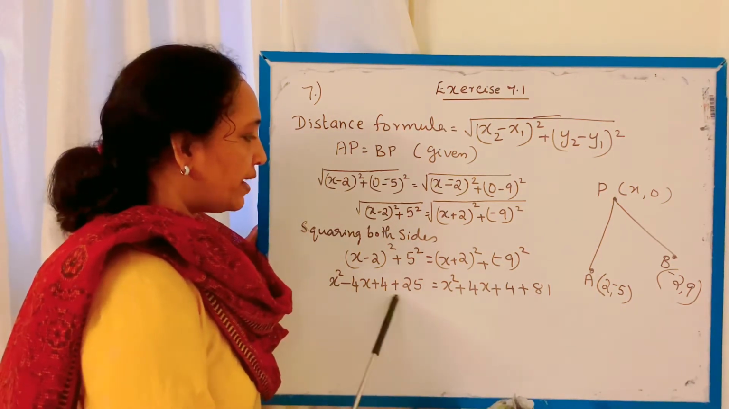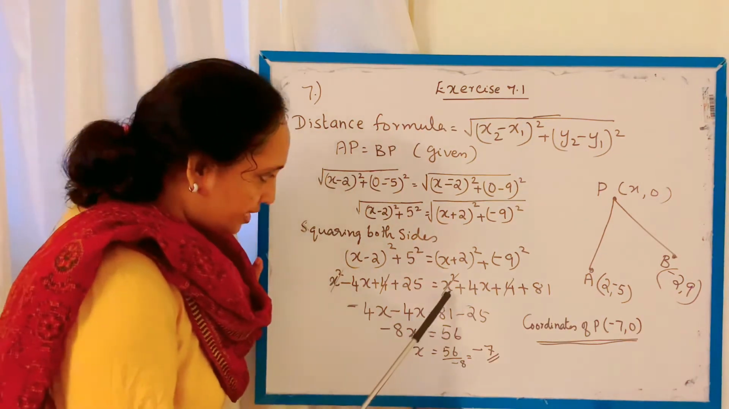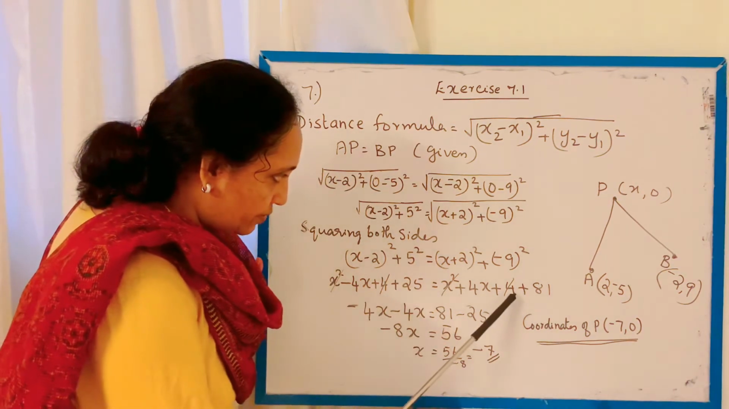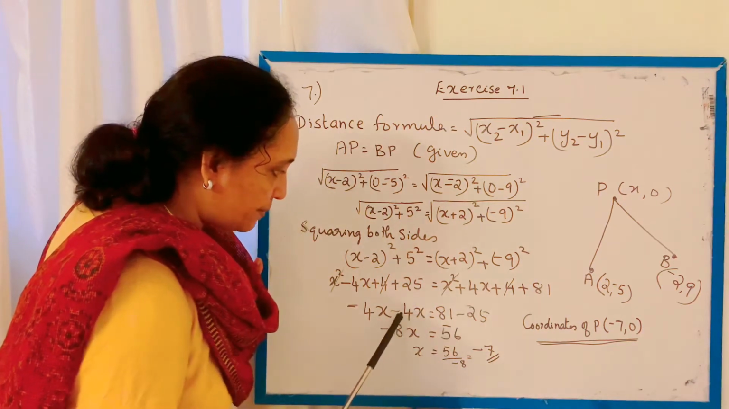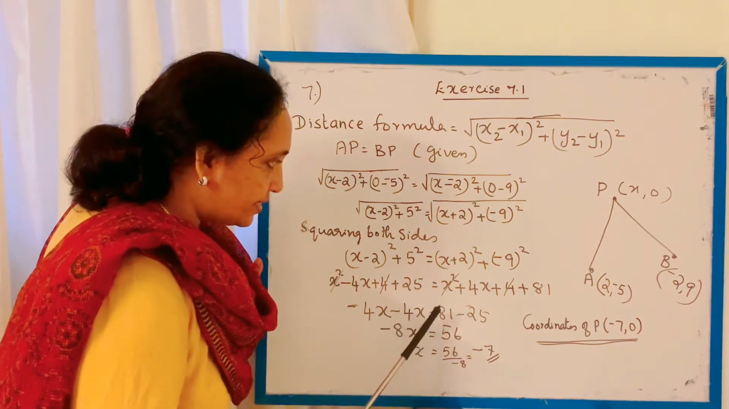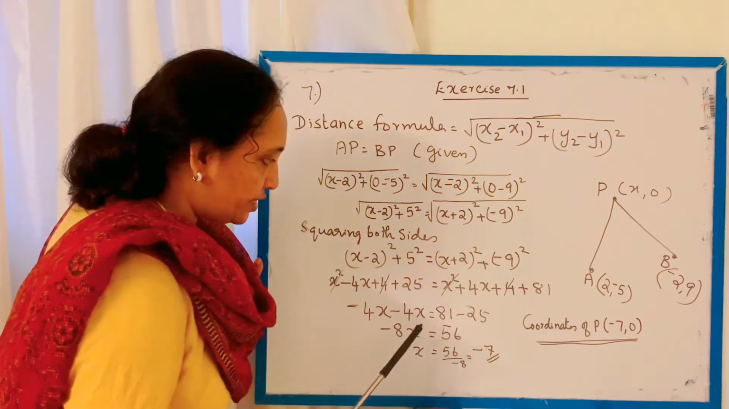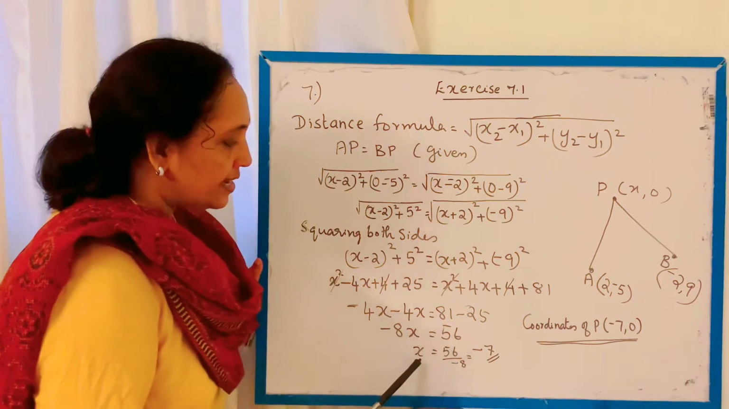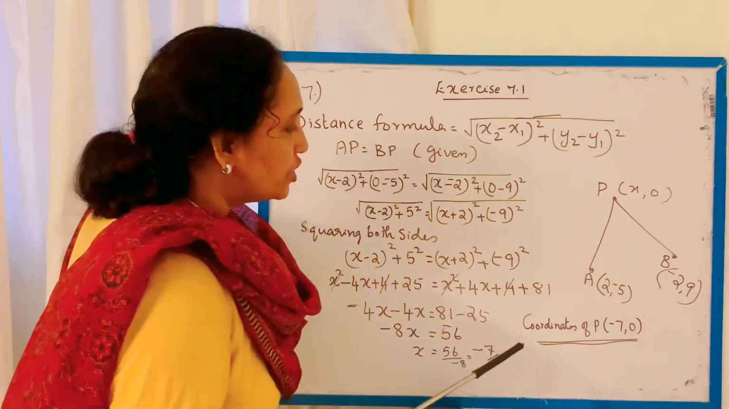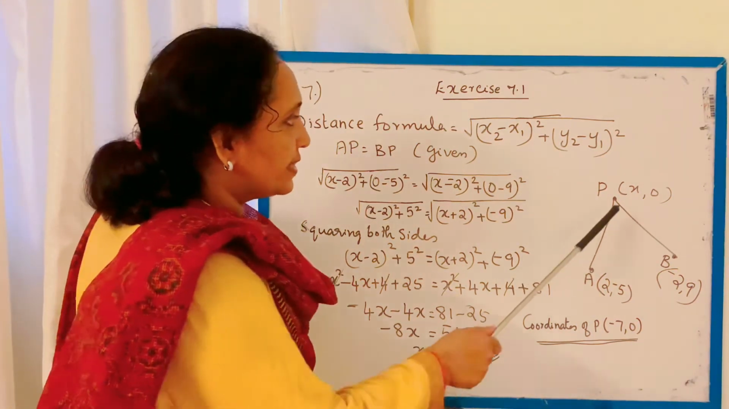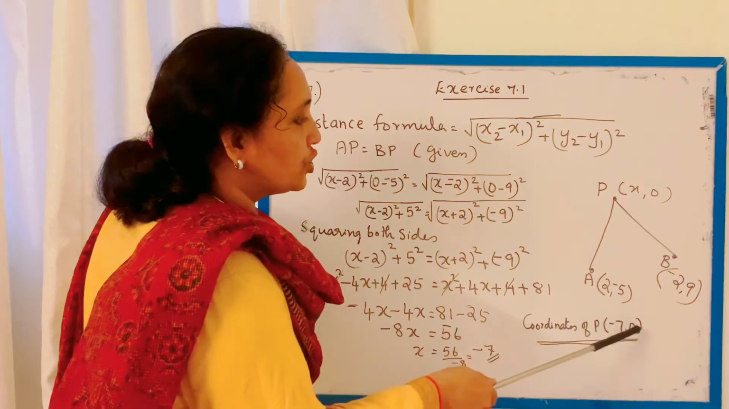Now simplify these two, LHS and RHS. Now look here, this x square and this x square get cancelled, plus 4 and here also 4 is there, that also gets cancelled. Then minus 4x, take this 4x to this side. That means that also becomes minus 4x, is equal to 81, and take this 25 to that side. That means 81 minus 25. That means minus 8x is equal to 56. x is equal to 56 by -8, that is equal to -7. So the value of x is -7. So the coordinates of P are (-7, 0).